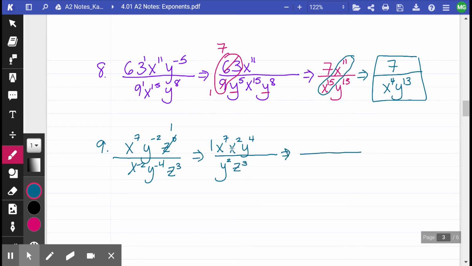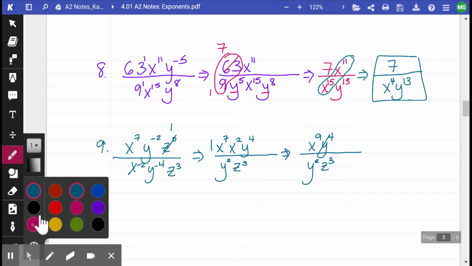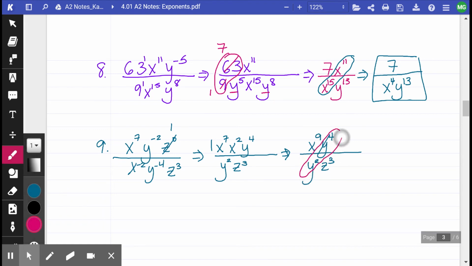Now time to simplify. I have x to the 7th times x to the 2nd. Keep the base, add my exponents. And the bottom, there's nothing to combine down there. Now I look and I say, okay, do I have anything I can reduce here? And the only reason we can reduce these is because it's all multiplication. If there was any addition in between here, we wouldn't be able to reduce like this.